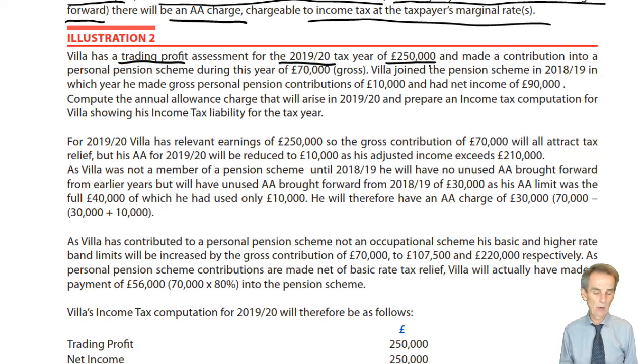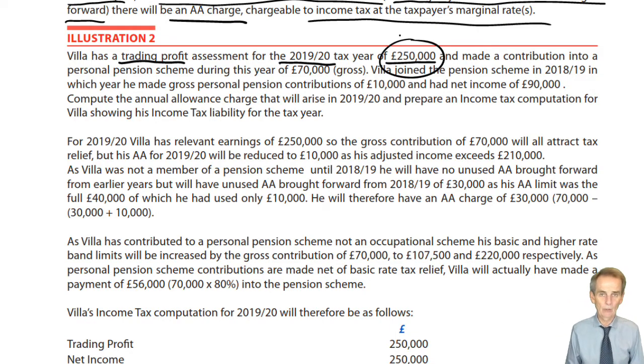So whether it's 210 or, as here, 250, what we now know is the AA for the 1920 tax year will only be £10,000. So if we go above 10,000 in terms of our gross contributions, which we most certainly will here, then that means we're going to have to use up unused AA brought forward from the previous 3 years. And if we use all of that up and go further, then we face an AA charge. So let's see what we've got.